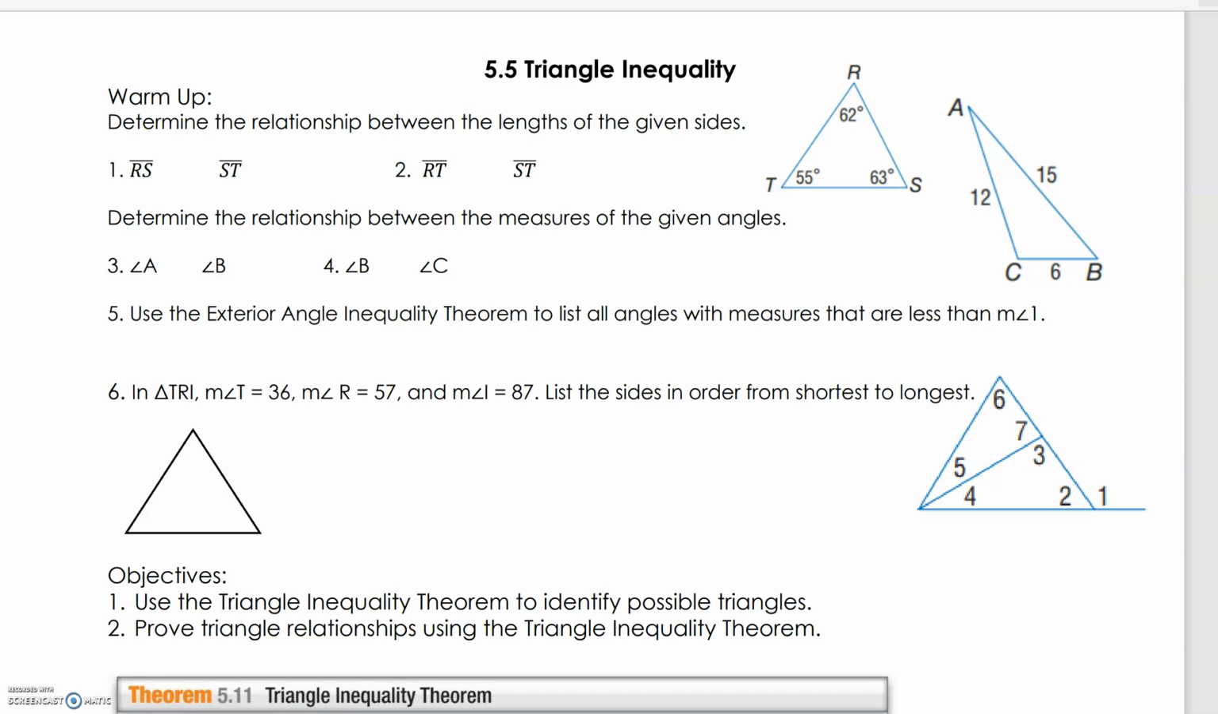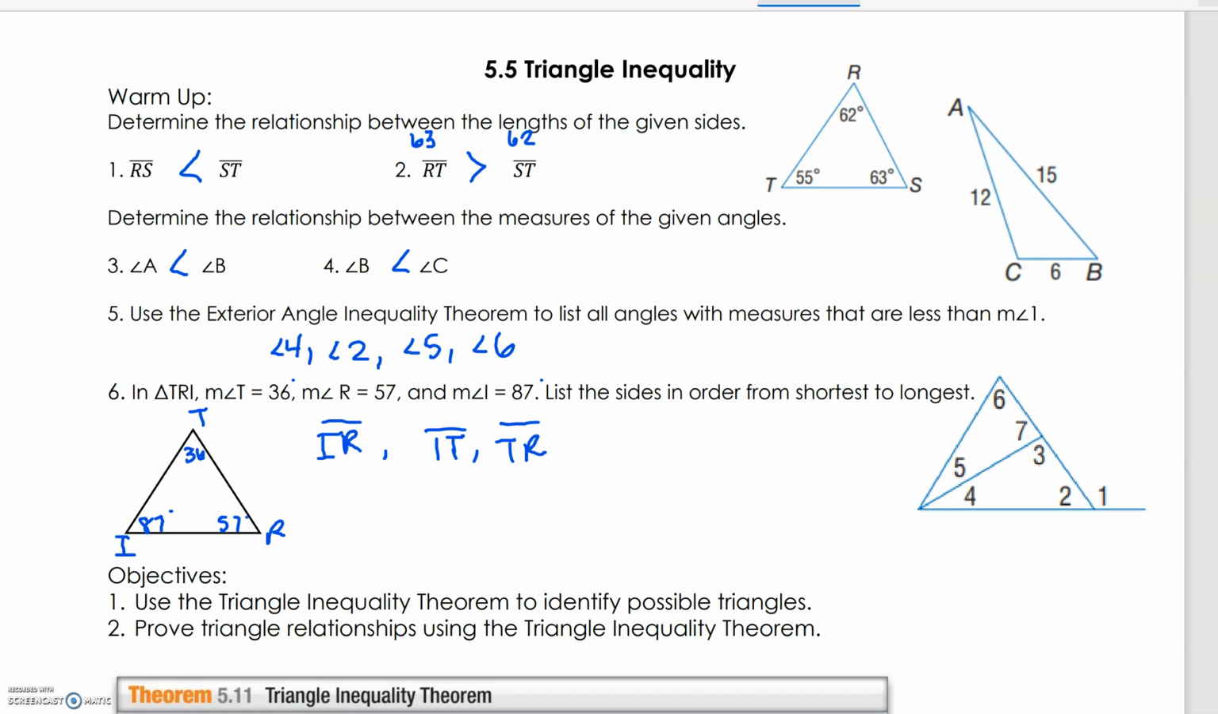In this video lesson, we're going to take a look at triangle inequality. So go ahead and do the warm-up problems 1 through 6 if you haven't already. Pause and then push play and check your answers. All right, double check your answers.